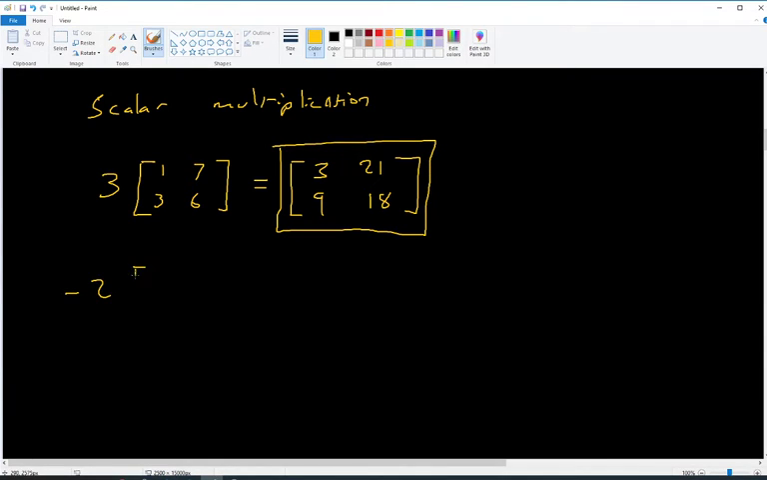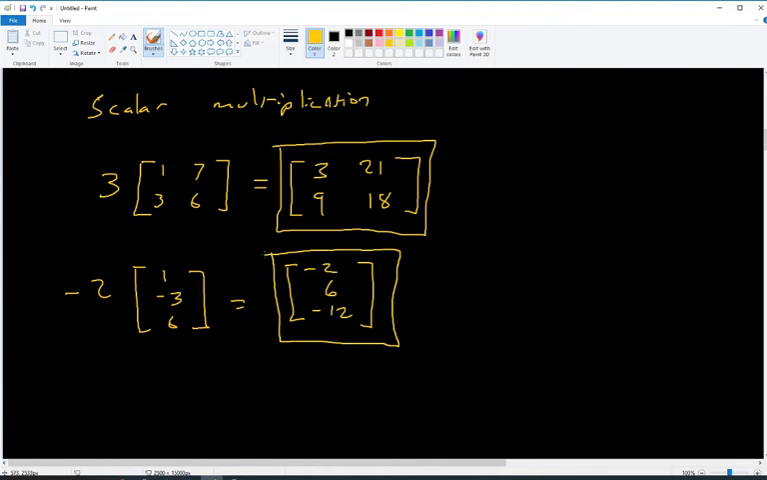So like if you had a negative number and we wanted to do this, we would get negative 2 times 1 is negative 2, negative 2 times negative 3 is 6, negative 2 times 6 is negative 12. So that's scalar multiplication: if you have a matrix and you're multiplying it by a number, you just multiply all the entries of the matrix by that number, and that's it.